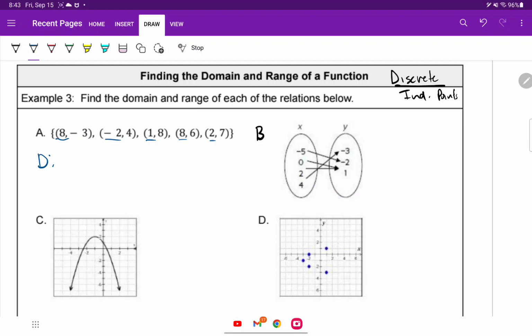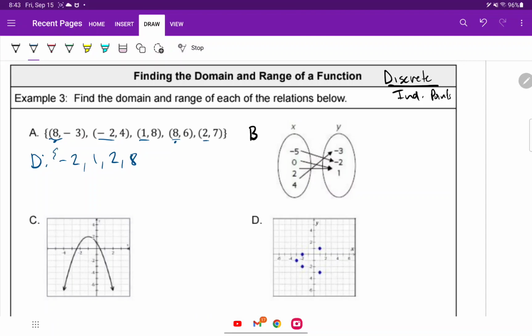So my smallest value is going to be -2, comma, my next one will be a 1, comma, then I see a 2, comma, and now you'll notice I have two 8s. I have this 8 right here and this 8 right here. When we're writing domain, we only write it one time. So for this one, we're just going to write 8 once. And then look at your numbers, make sure they're in numerical order. So from least to greatest, -2, 1, 2, and 8. So this is my list for my domain.